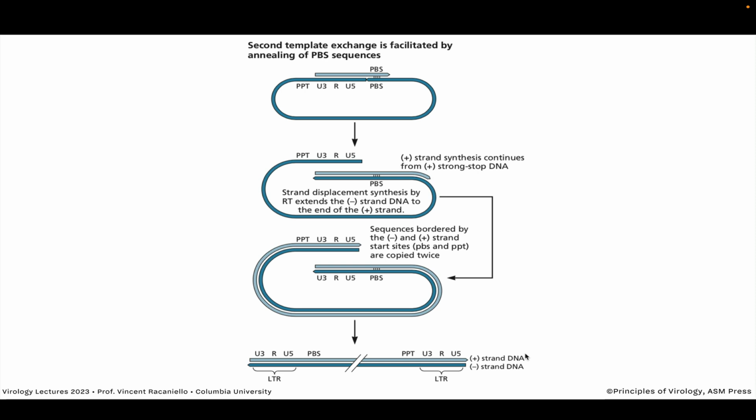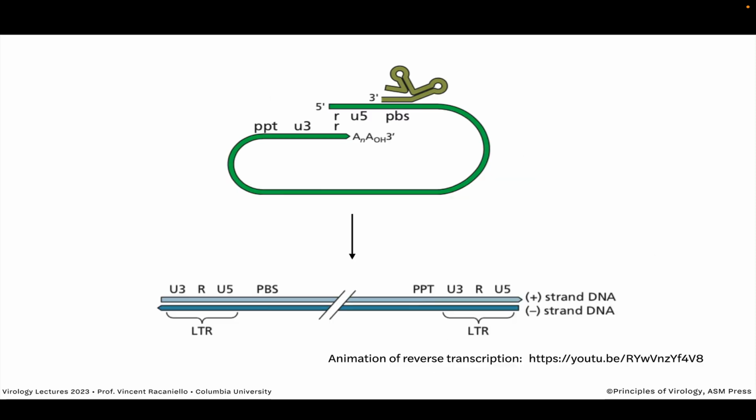And I want to point out now what has happened. We now have a DNA with U3, R, and U5, capital letters, U3, R, U5, U3, R, U5. So we have two copies of this sequence, and that's the LTR, the long terminal repeat. There's one at each end. We also have a PBS and a PPT, which are the primer binding sites, of course. All right, so let's take a look at this in some detail.